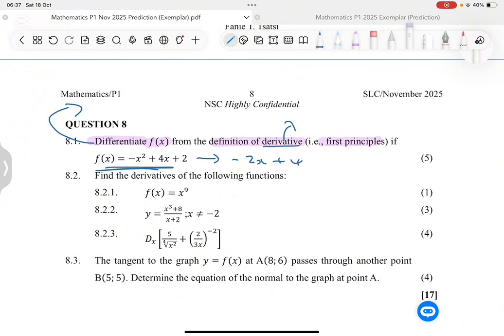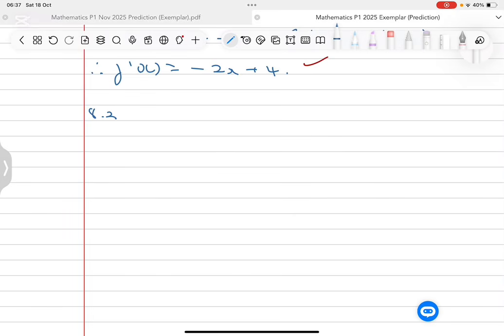The thing is that the first principle is long and we can't always use it. That's why we have these rules that are short and help us to find derivatives quickly. So here basically we are going to do the same thing but using rules. When you look at 8.2.1, we are given the function f of x is equal to x to the power 9. To find this derivative, we are going to use the power rule, where we take the 9 and bring it down here.